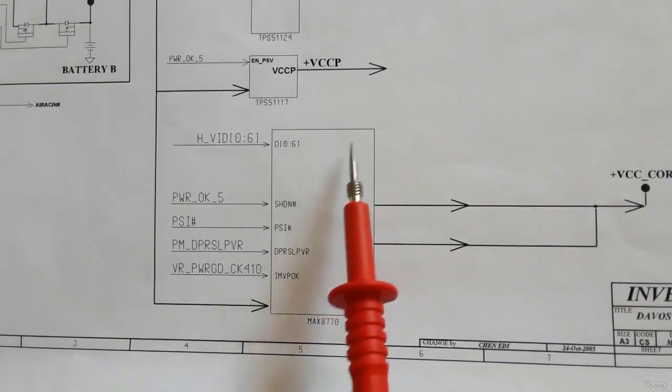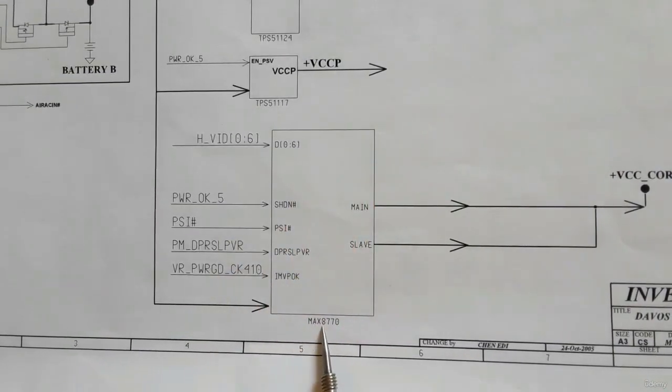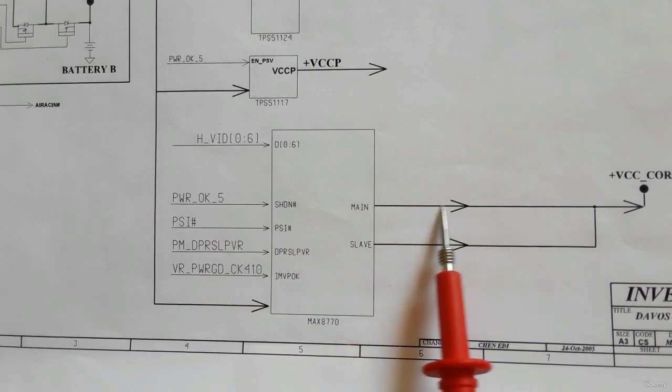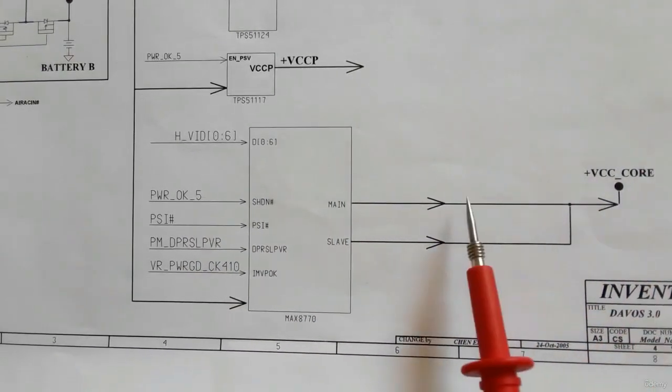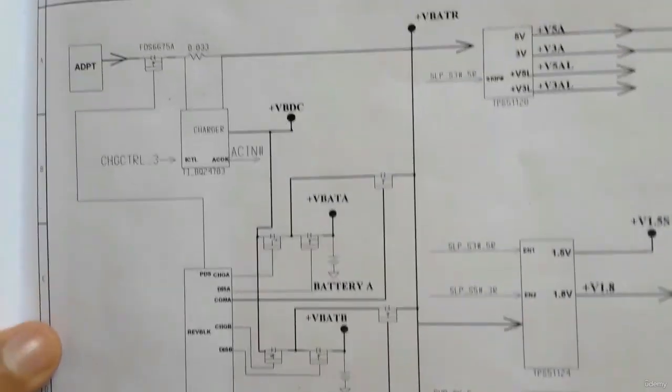And here, this is the MAX8770, the power management IC for the CPU, as you can see. It generates the plus VCC core. So let's begin with the adapter.